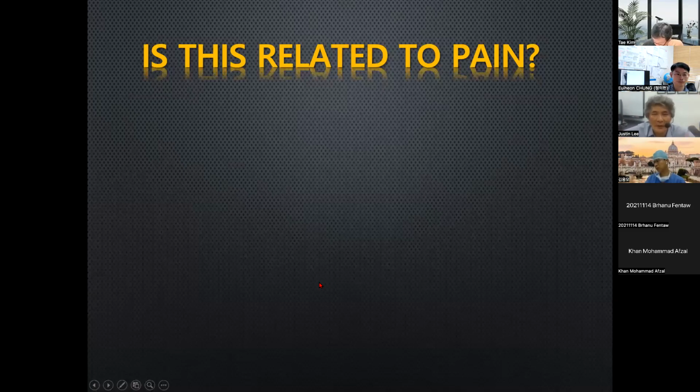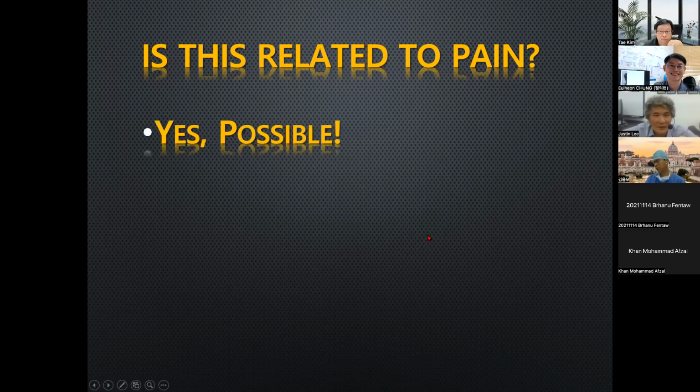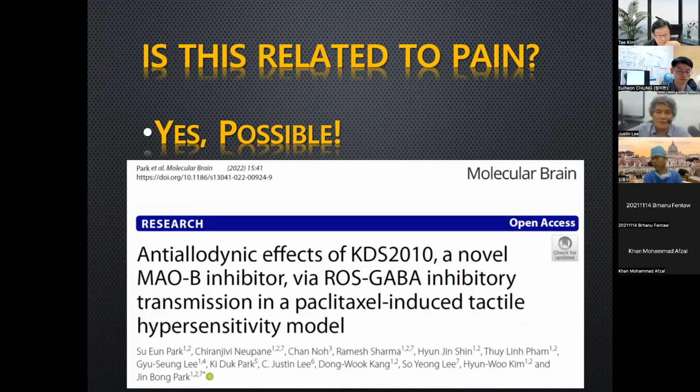Is all this related to pain? Well, I don't know. Somebody has to test it. I think it's highly possible. Under chronic pain conditions, it's been reported that reactive astrocytes are there, and people don't know what they're doing. So somebody needs to test it.